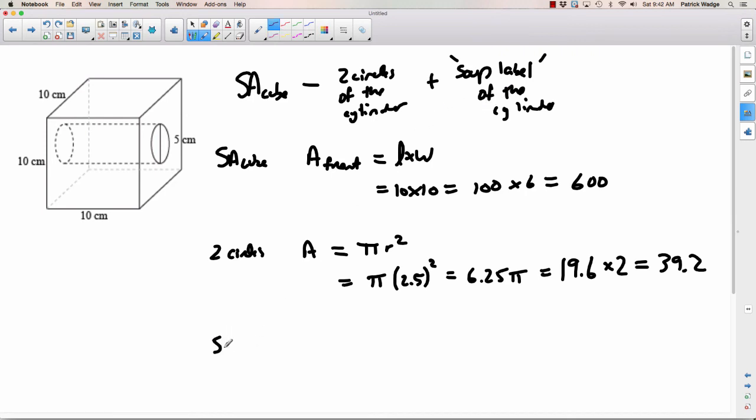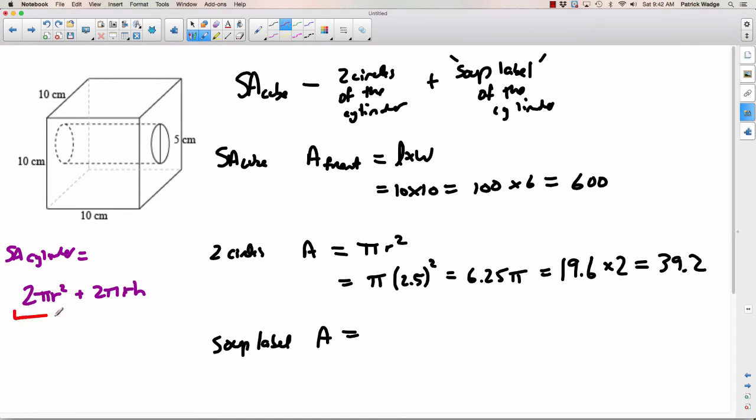So soup label area equals. Uh-oh. How do we get the area of the soup label? Okay, I need to remind you of something here. Do you remember when we did the surface area of a cylinder, what the formula was? The formula was 2 pi r squared plus 2 pi rh. And one thing I told you at the time, which didn't seem so important then, but seems really important now, is this referred to the circles.